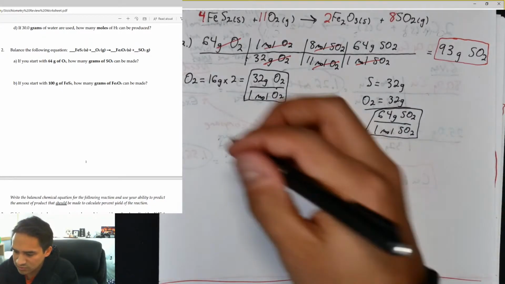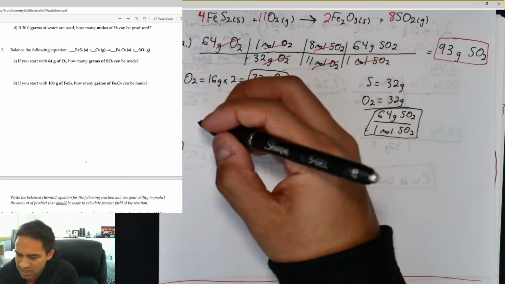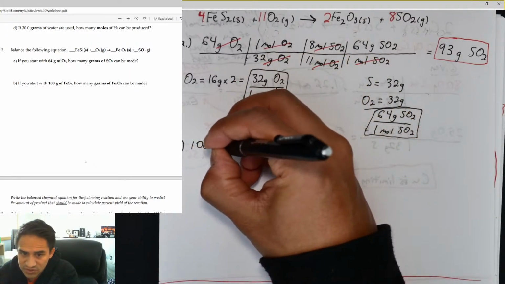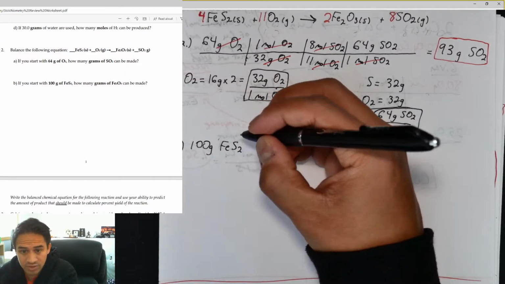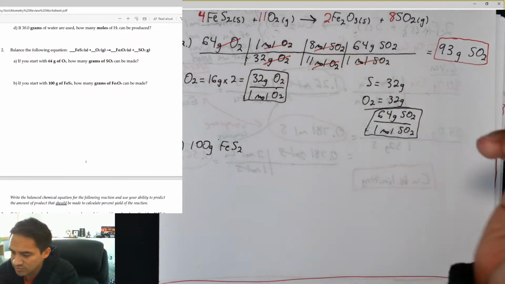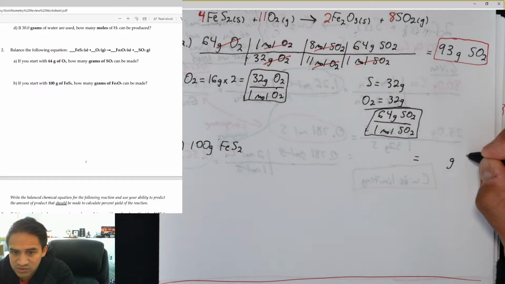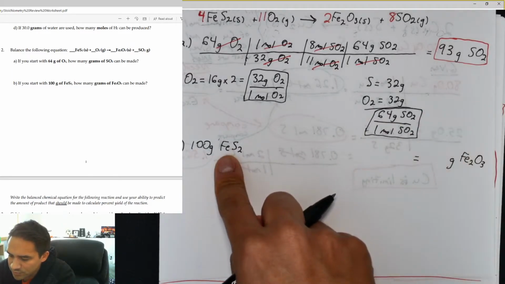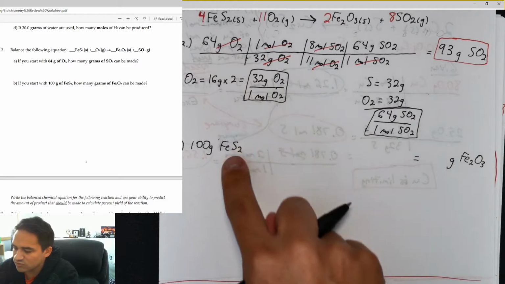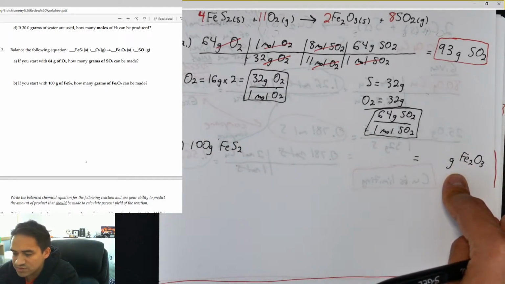Moving on to letter B. If we start with 100 grams of FeS2, how many grams of Fe2O3 can be made? So this problem is just like the first one, but we are starting with a different material, but it's in grams, and we're converting to a different material, but it's still in grams. So the same steps are going to apply.